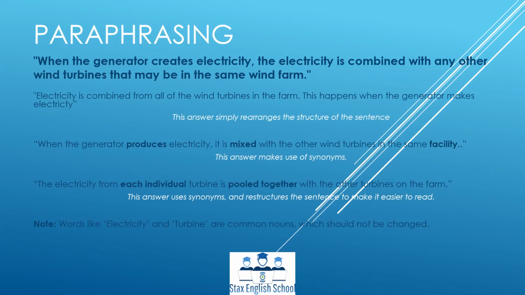Now, we've got an answer here from Fuang Tu. Once electricity is made by the generator, the electricity is connected with any other wind turbines that may be in the same wind farm. That's very good. Just some very, very small things there, Fuang Tu. Be careful with your commas. So make sure that when you write a word, you put the comma straight after it like that, rather than putting a space. And one other thing is, I think you've meant to write is, but you've actually written it's. So maybe write is. There we go. Easy mistake though. Very good, Fuang Tu.